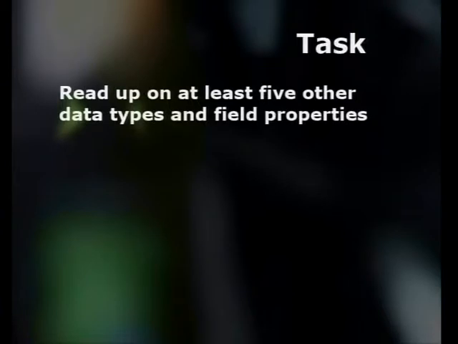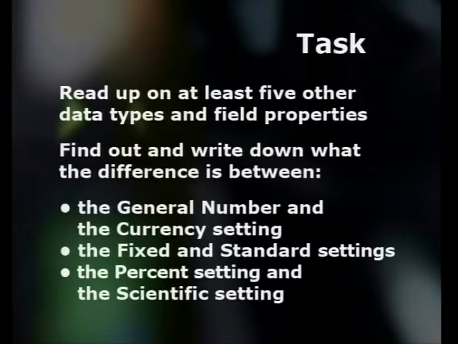Right, you guys, we have come to the end of our lesson. You certainly have learned a lot about tables and data typing. Your task for today is to read up on at least 5 other data types and field properties. Find out and write down what the difference is between the general number and the currency setting, the fixed and standard settings, and the percent setting and the scientific setting.